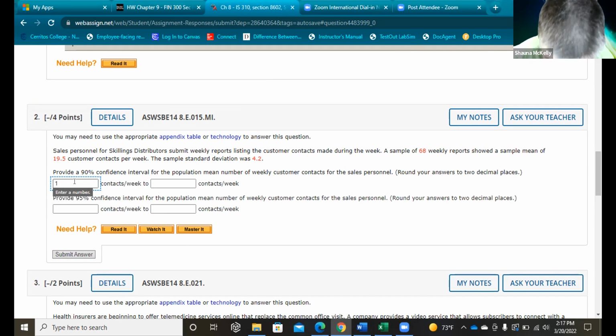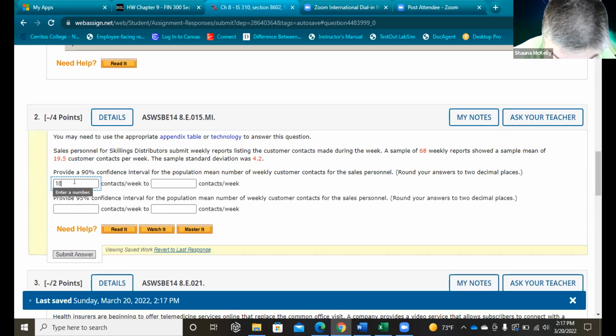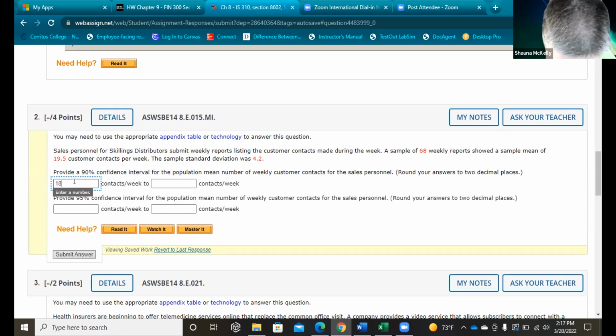Did you use a Z or a T interval? Z. Oh, T interval. Oh, you see, I used a T interval and I got 18.65 and 20.35. So let me try again then. But I don't know if they want you to use this.